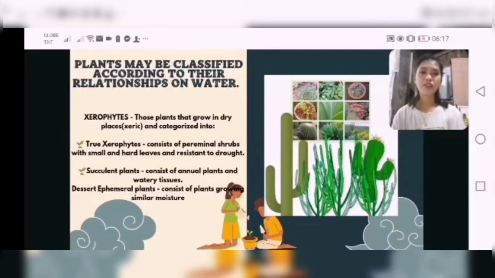Xerophytes, those plants that grow in dry places, or xeric, are categorized into true xerophytes, which consist of perennial shrubs with small and hard leaves and are resistant to drought. Succulent plants consist of annual plants with watery tissues. Desert ephemeral plants consist of plants growing in similar moisture.